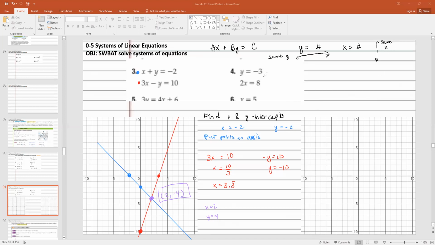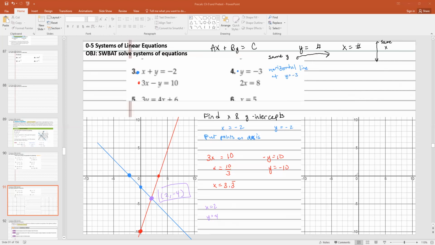Okay. So here we just want to solve for x and y. So our y is already solved. It's already y equals -3. Horizontal line at y equals -3.